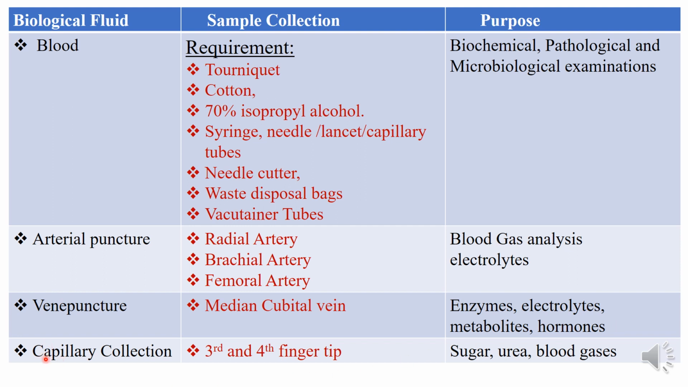The third kind of blood collection is the capillary collection. The preferred site is the third and the fourth fingertip. The other sites will be mentioned in the next slide. Generally, capillary collection is done for sugar, urea and blood gas analysis, or whenever the sample requirement is very less, capillary collection can be done. For example, when we want to determine the blood group of a person, capillary collection is done.